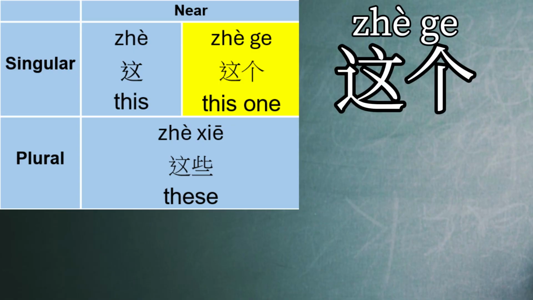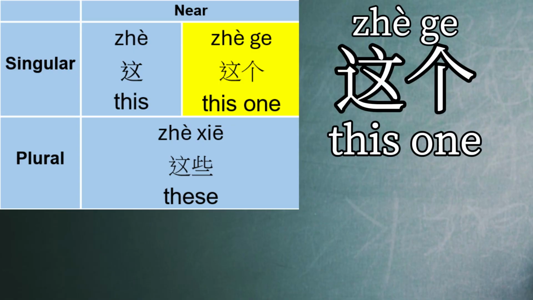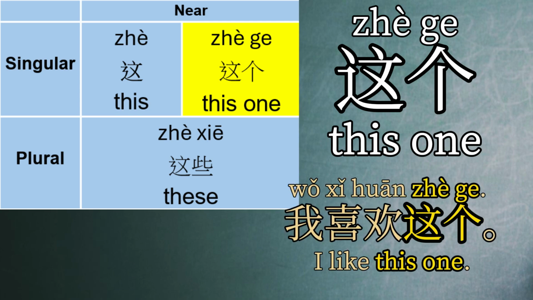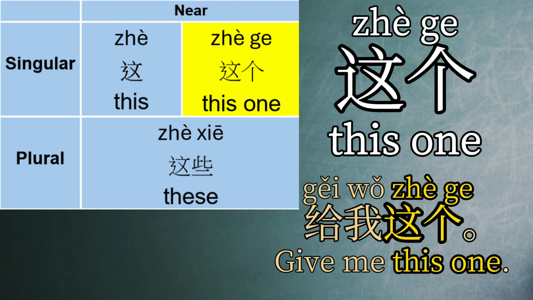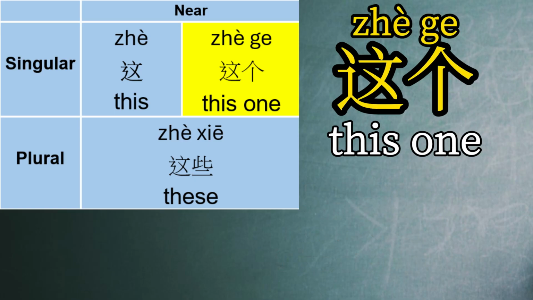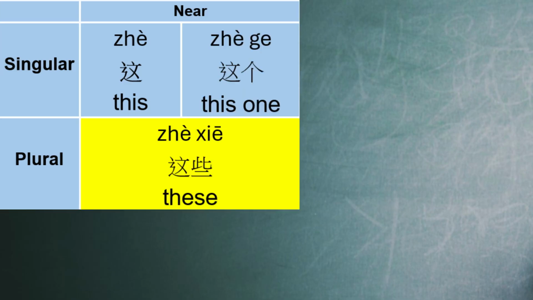这个, this one. 我喜欢这个, I like this one. 给我这个, give me this one.